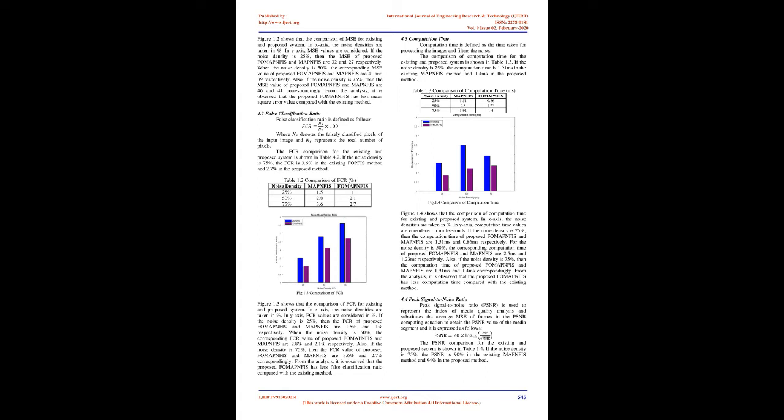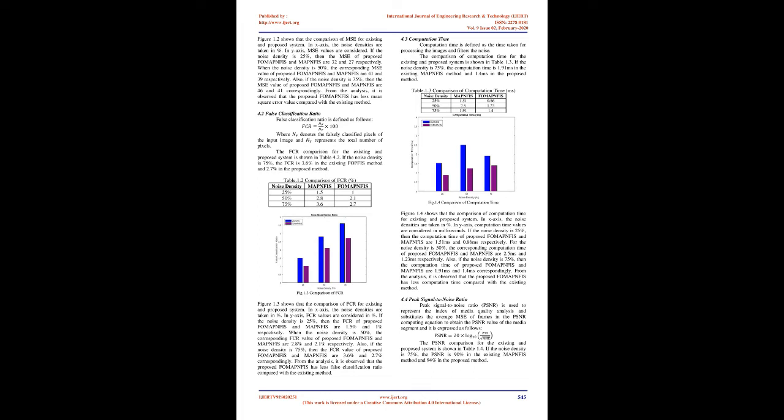Also, if the noise density is 75%, then the MSE values of proposed FOMAPNFIs and MAPNFIs are 46 and 41 correspondingly. From the analysis, it is observed that the proposed FOMAPNFIs has less mean square error value compared with the existing method. 4.2 False classification ratio.